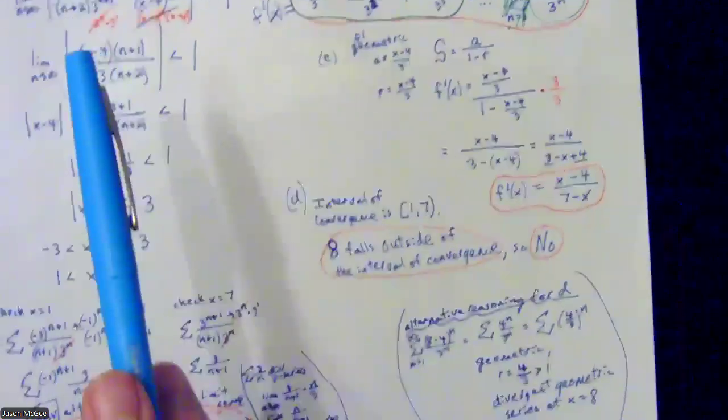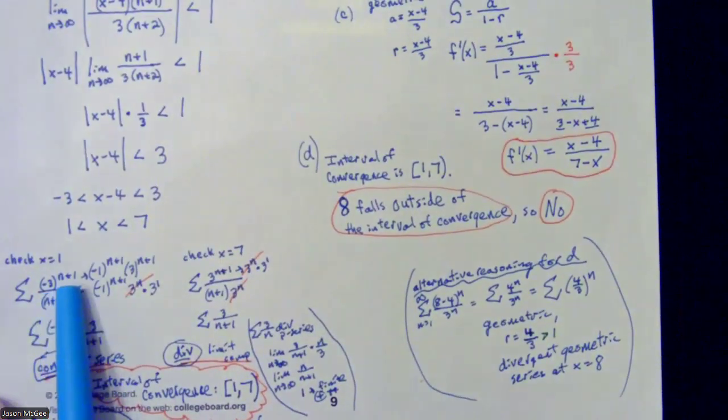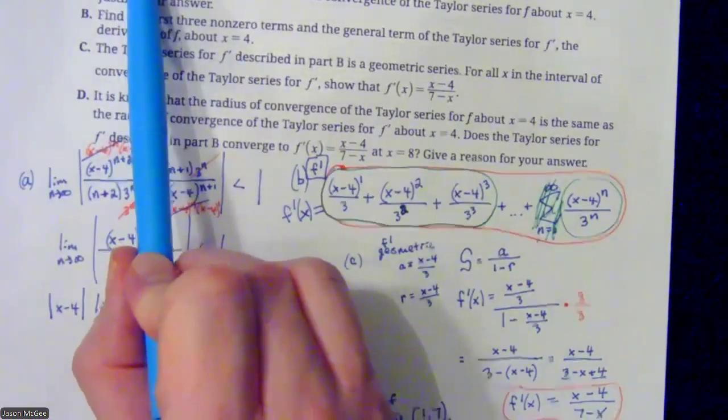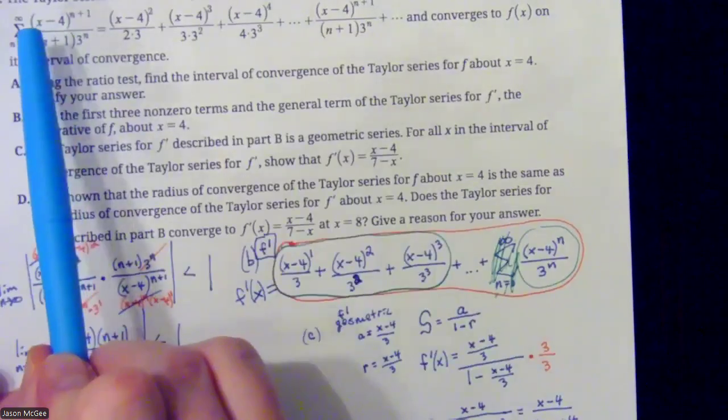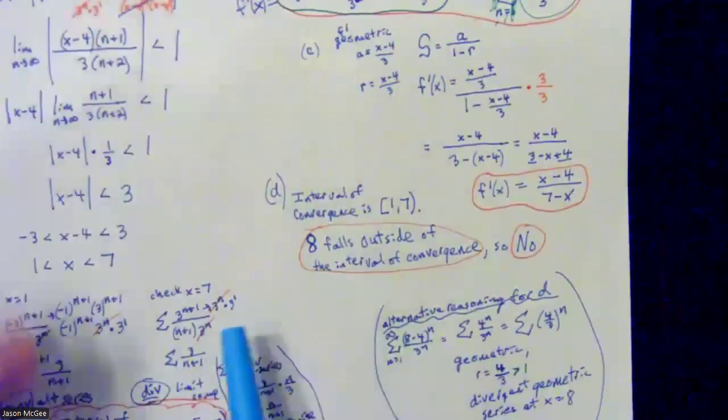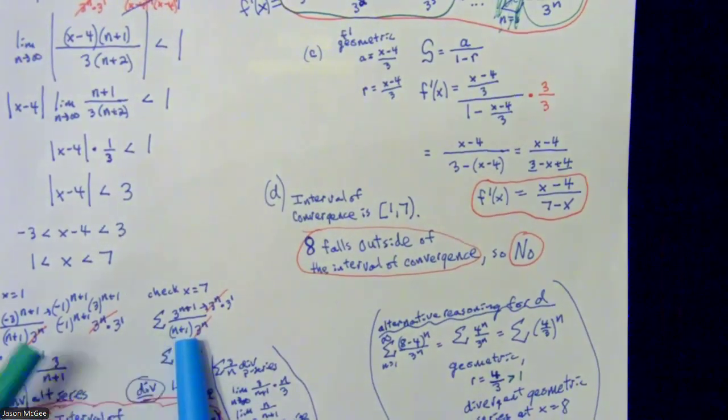So when I plug in the 1 for the x, 1 minus 4 was a -3 to the n plus 1. And then all this other stuff, I just carried down. And then when I checked the 7, I plugged in the 7 for the x, so 7 minus 4 is 3 to the n plus 1. So that's how I got that.